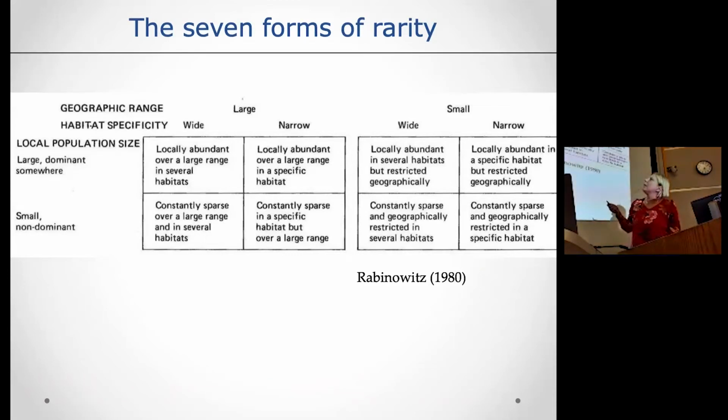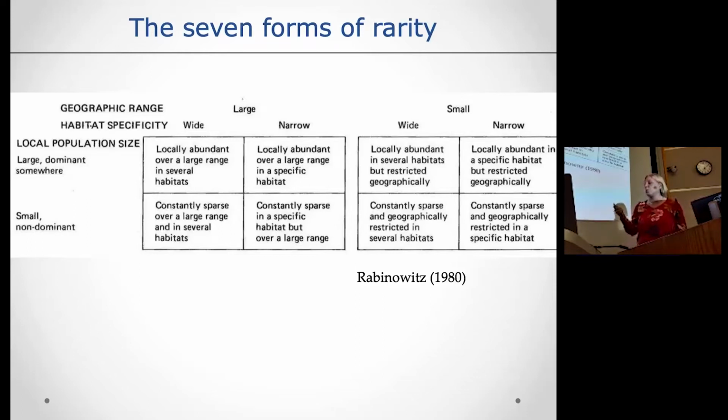And they defined rarity according to 3 characteristics. So it's geographic range size, habitat specificity, and then local population size. And so you see these 8 boxes. Well, only one of these 8 boxes is actually a common species. So that's a species that has large geographic range size, wide habitat specificity, and large dominant population sizes. And then all the other categories have at least one characteristic that makes the species rare. So they may have a combination of 2 characteristics, which usually means they're more rare.